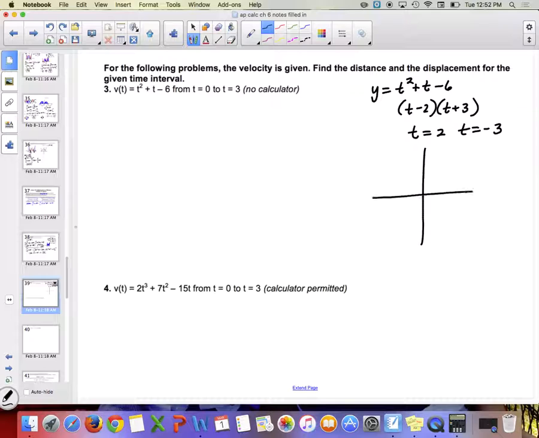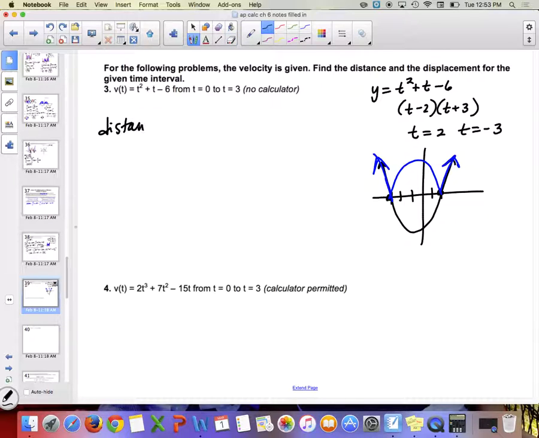So we graph it. So we have 2 and we have negative 3. And then we know that they're going up. Okay, so if I'm going from 0 to 3, this part that was below the axis now gets flipped above when I do the absolute value, right? So if I'm doing the integral, maybe I should write out distance so you don't get confused.